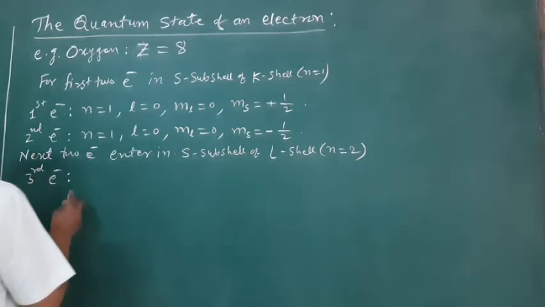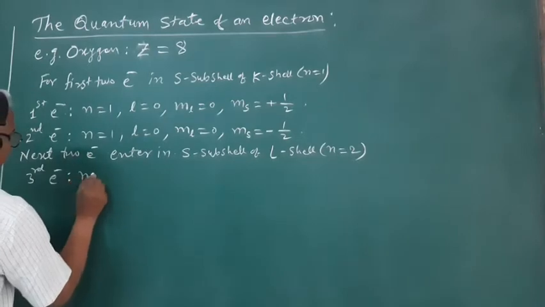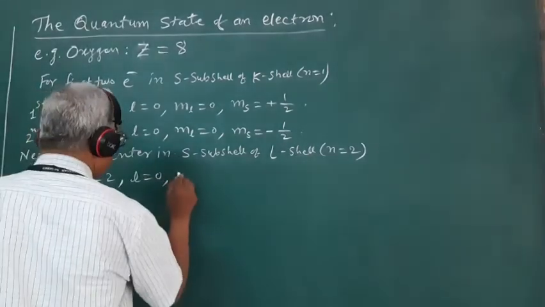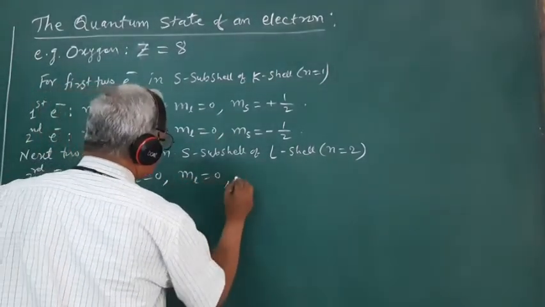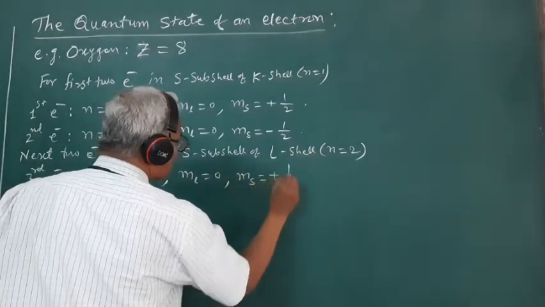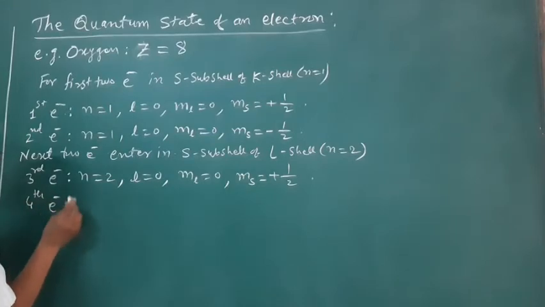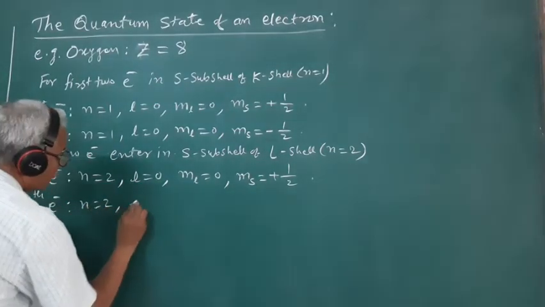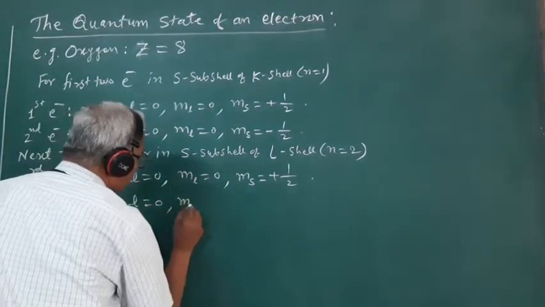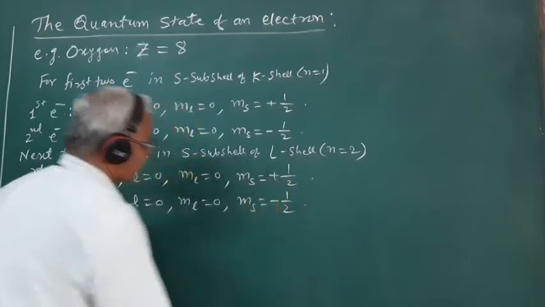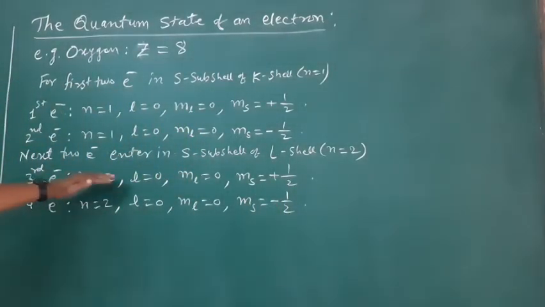For the third electron, the quantum numbers will be n equal to 2, l equal to 0, ml equal to 0, and ms equal to plus half. And for the fourth electron, n will be equal to 2, l is equal to 0, ml equal to 0, and ms equal to minus half. So again, these two sets are different. They are non-identical.